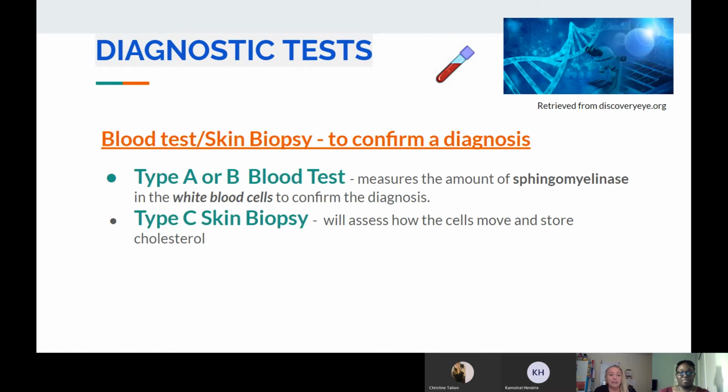So a blood test is the best test which will be able to confirm the diagnosis, and that's because for type A or B, we'll be able to measure the amount of sphingomyelinase in the white blood cells. And for type C, we can do a skin biopsy, which is going to assess how the cells are moving and storing the cholesterol.